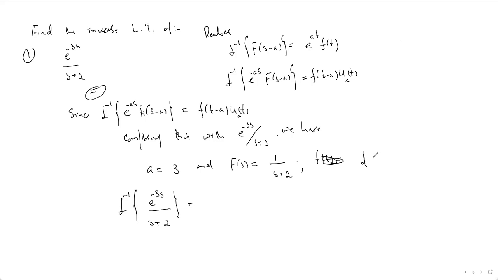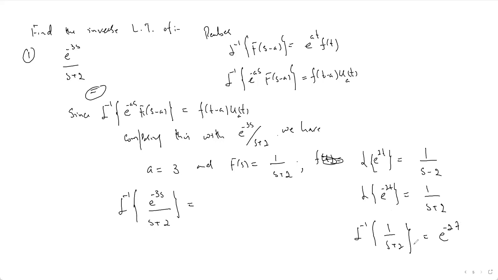See, we have found the Laplace transform of e to power 2t. किसके बराबर होगा वो? That is 1 divided by s minus a. A is 2, so that is 1 divided by s minus 2, right? So what is the Laplace transform of e raised power minus 2t? It will be 1 divided by s minus minus 2, that is s plus 2, right? Is it okay? So what will be the inverse Laplace transform of 1 divided by s plus 2? It will be equal to e raised power minus 2t.